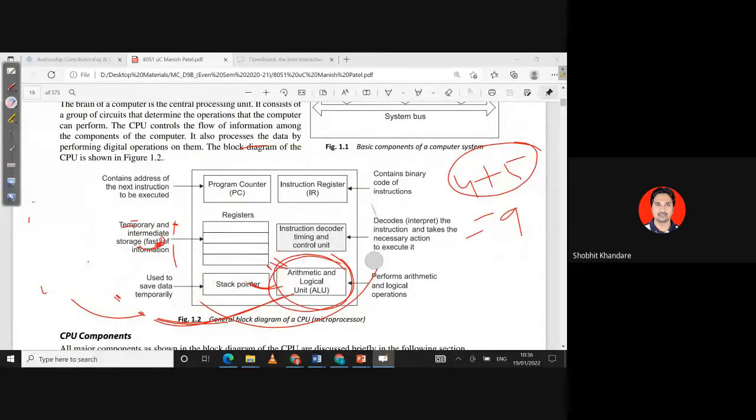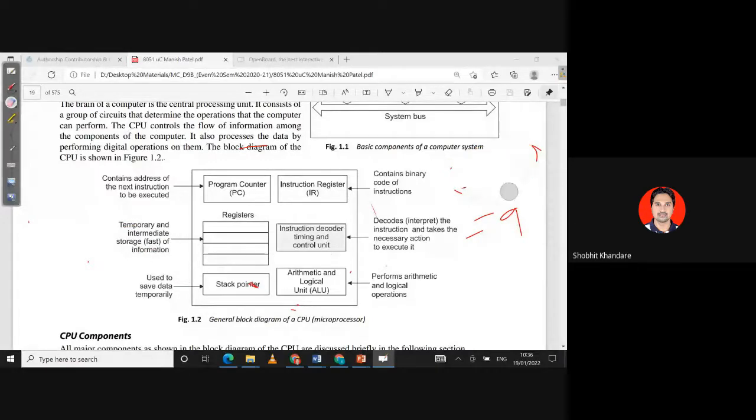So I have explained register now. Now we will be talking about instruction decoder, timing and control unit. This is also important. See the definition: decodes the instruction and takes the necessary action to execute it. That is why it is called an instruction decoder. Okay, the same thing.